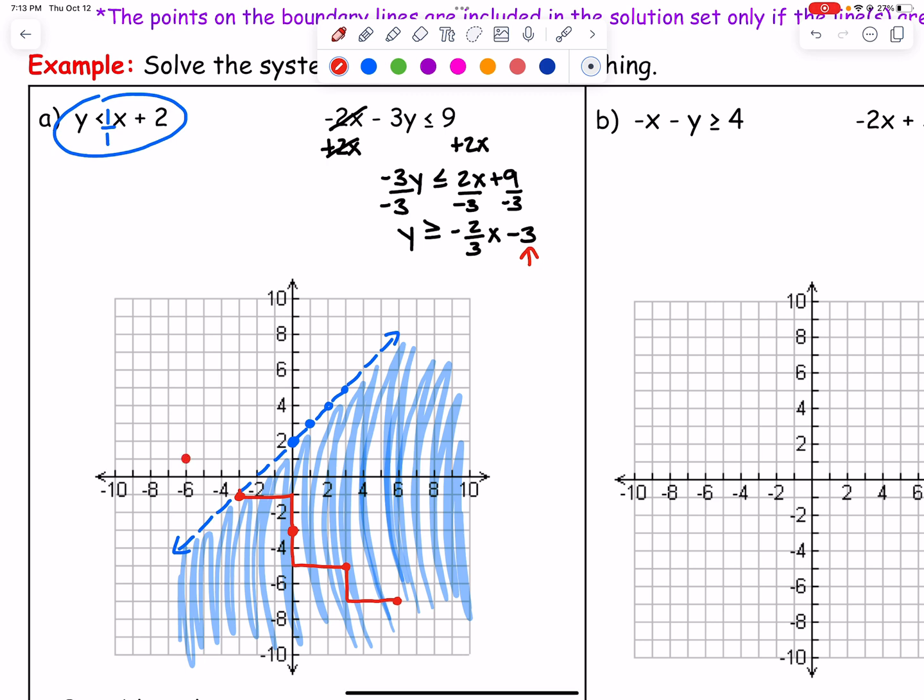So now you want to think of your line. You have a greater than or equal to sign. So I need to graph a solid line in between those points. And I need to shade above the line because it was greater than.